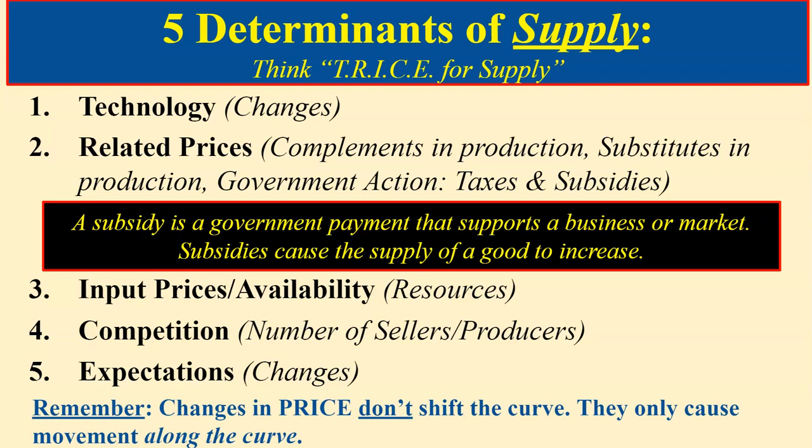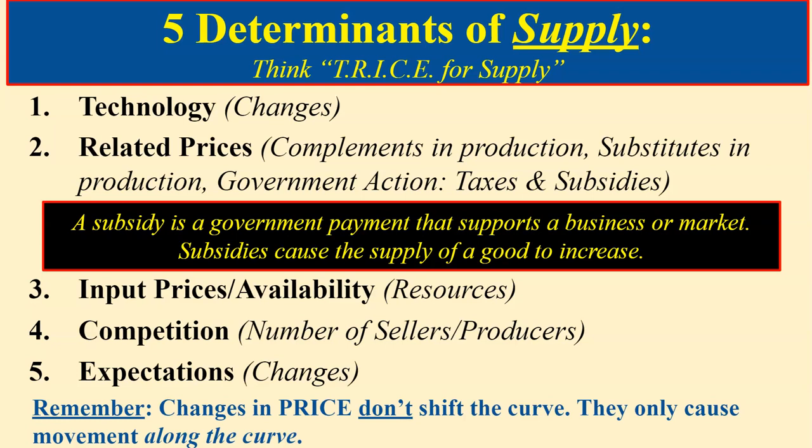The same is true of subsidies. If government increases subsidies to businesses, they're giving them more money to do more things with. That's going to increase the supply curve. If they cut those subsidies, that would move the supply curve inward or leftward. And that's really where we see government involvement in terms of shifting supply.